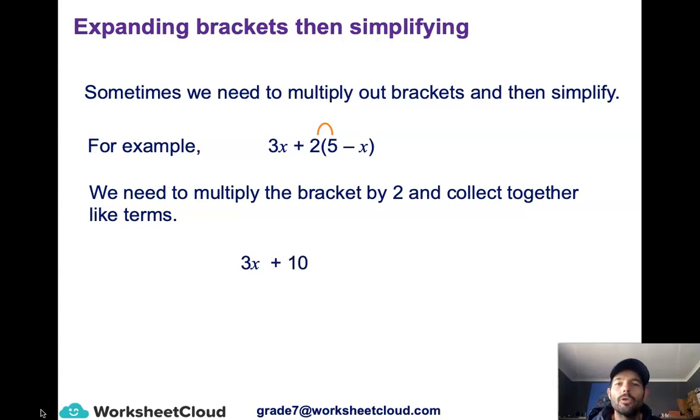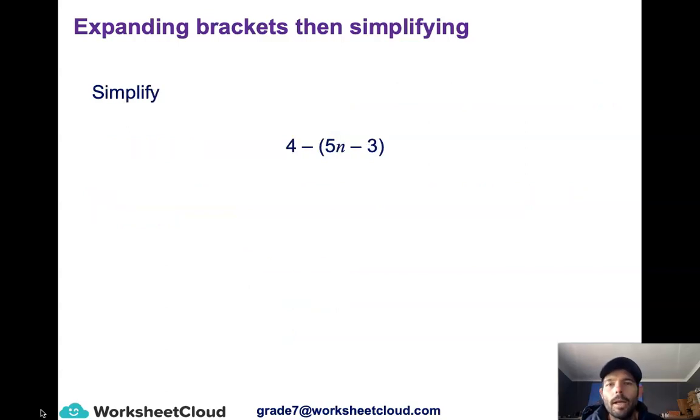And then we need to have 2 multiplied by minus x. That's really important. The signage here, the positive and the negative sign, is really important, and that's going to give you minus 2x. Now we can simplify 3x minus 2x is just x, and we're left with the add 10. So that would be simplifying that expression by multiplying out brackets. Again, go back, listen again, make sure you understand before moving on. So, expanding brackets and then simplifying.